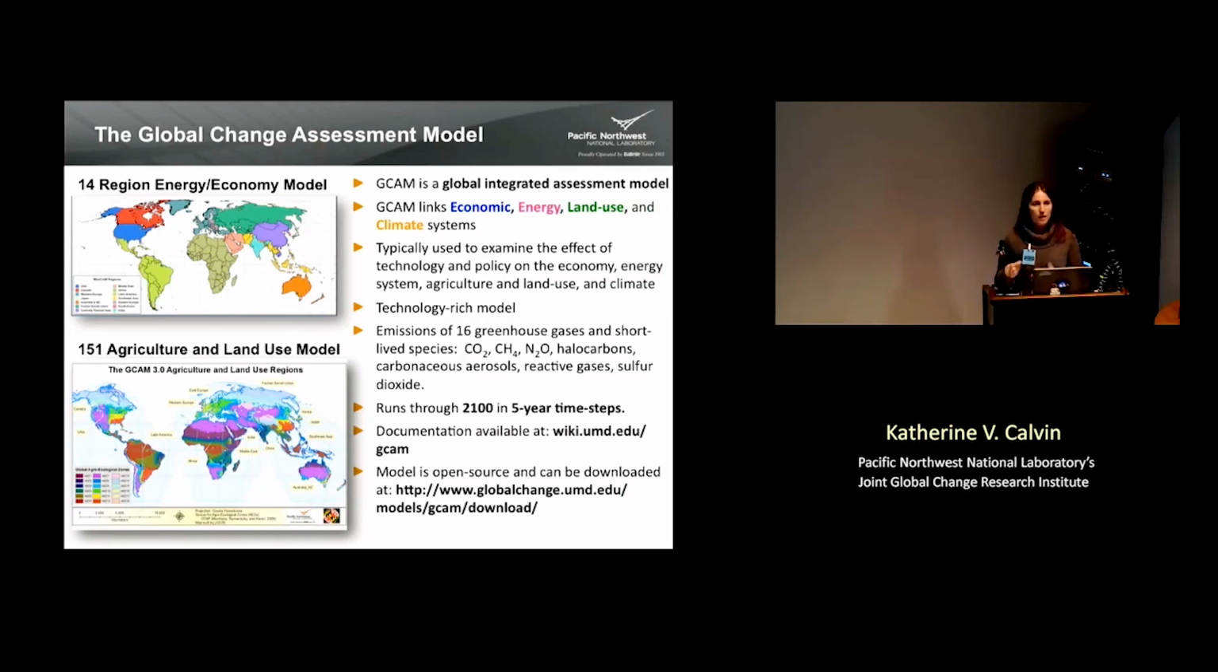And I should note, in the next month or so, we'll be moving to a 32-region energy economy and a roughly 300-region agriculture and land use. So increasing spatial resolution is continually a goal. We are limited by computational resources and data availability and staff time, essentially.